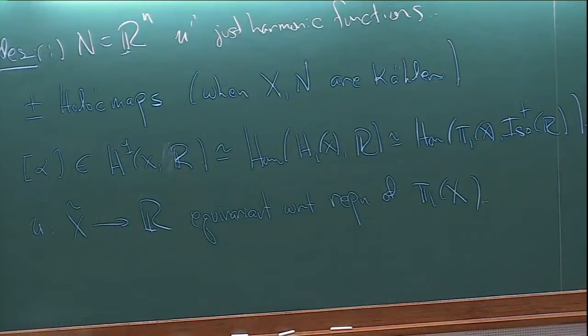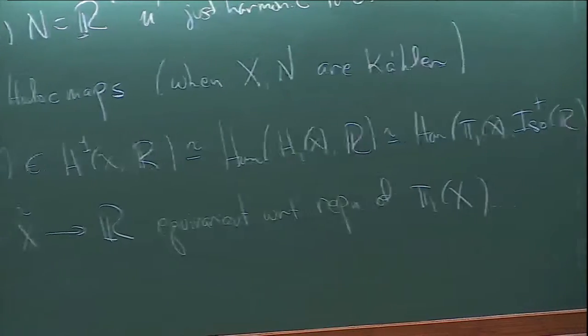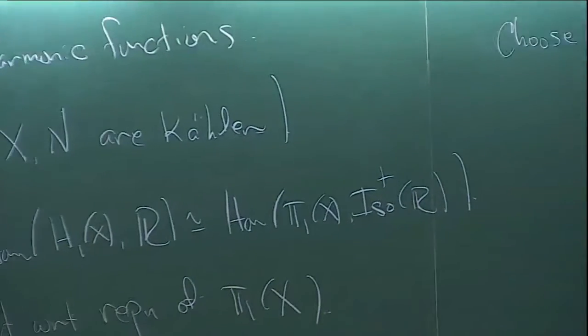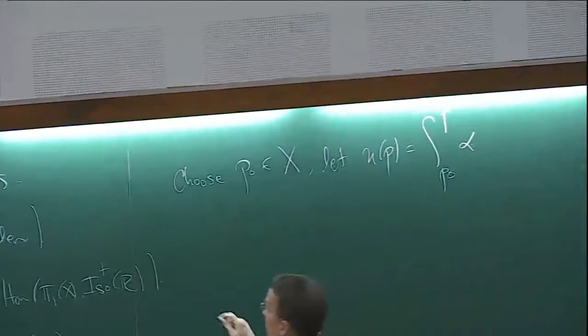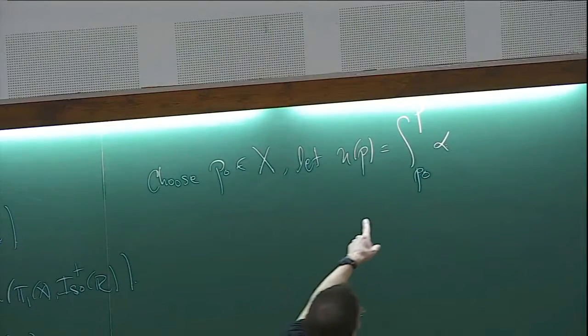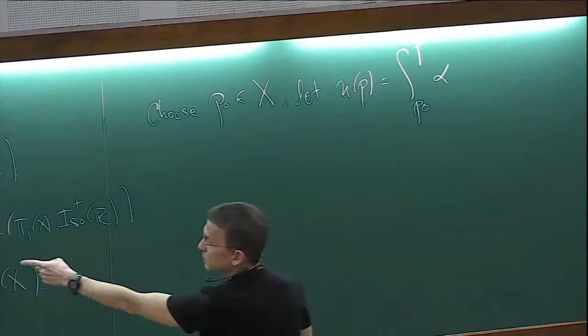Okay. So, this is coming from this choice of cohomology class here. It's not hard to write down what this is. I can just choose a base point, and then let u of p be the integral of this representative here. Alpha is a closed form representing this cohomology class. And then this will, by definition, be equivariant with respect to the periods of this cohomology class.